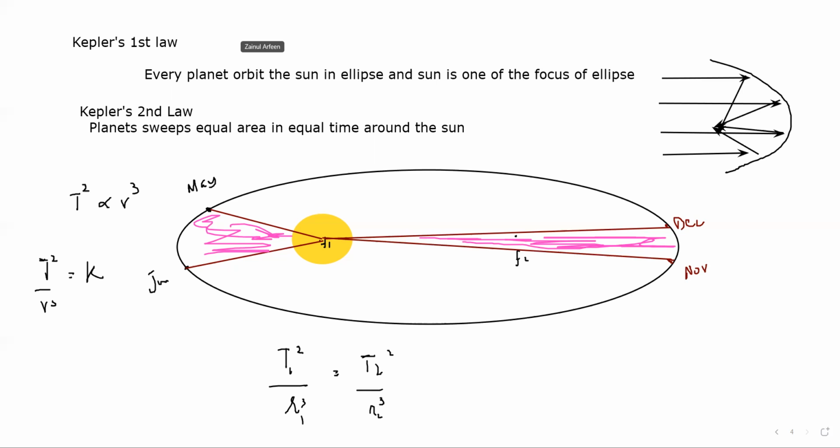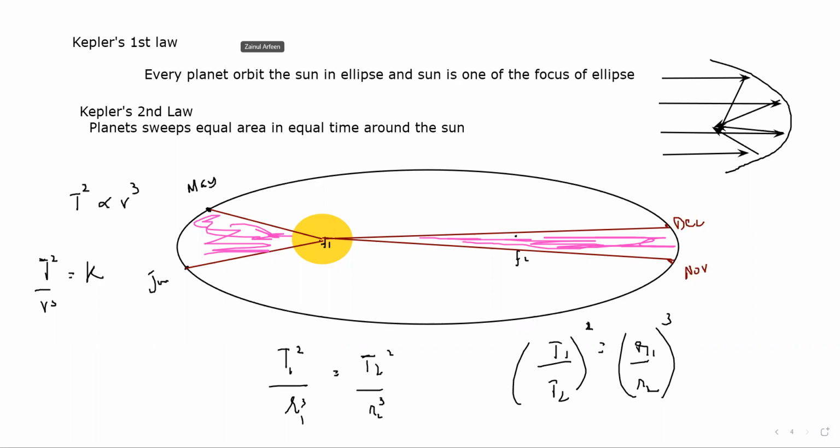How can we simplify the formula? T1 over T2, squared, is equal to r1 over r2 cubed. Is it clear? Where T is the period of the orbit and r is the distance from the sun. And 1 and 2 are showing the two orbiting bodies.